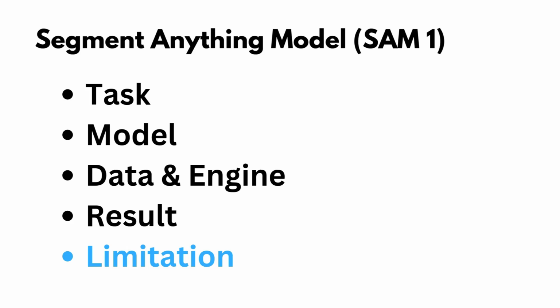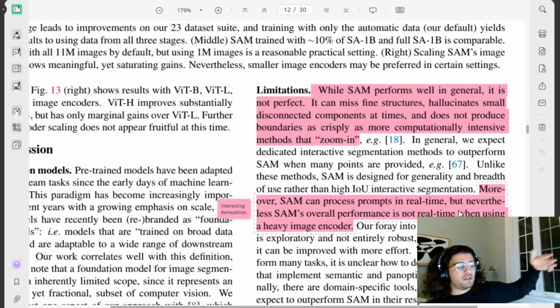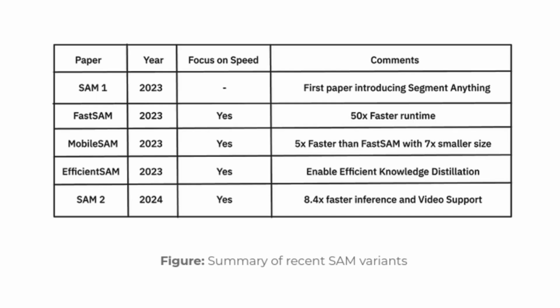However, there are some limitations with this first iteration of the Segment Anything model. So as explained by the authors themselves, it's not perfect, can miss fine structure, and hallucinate small disconnected components. It's not as crisp as other more fine-tuned methods. They are saying themselves that there's room for improvement in the general architecture, but also generally just the performance of the model. So with more effort on this front, this whole technique can be much improved. Which is exactly what happened all throughout 2023 and culminated with SAM2 that was released recently.